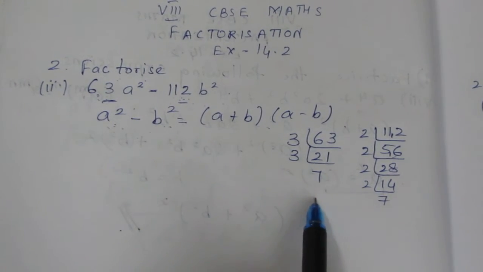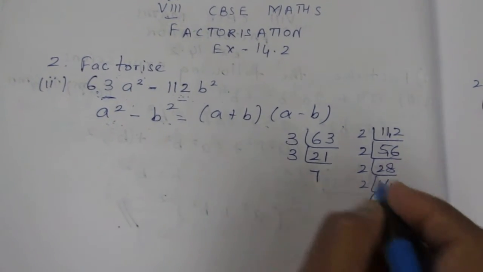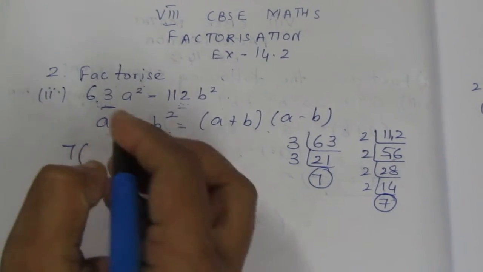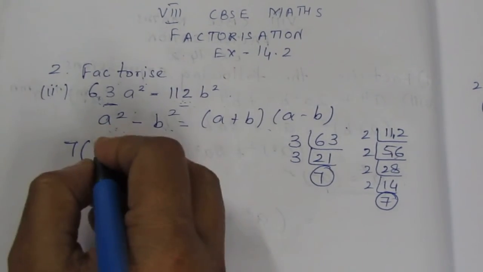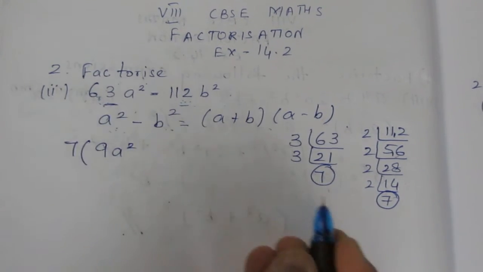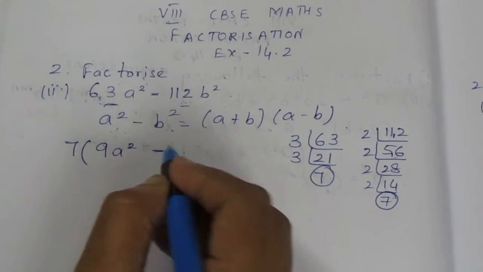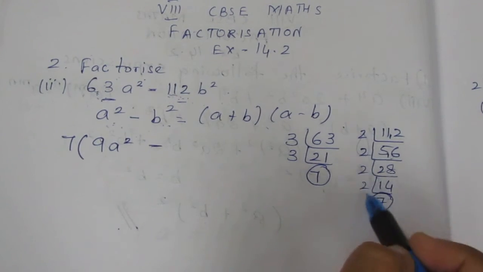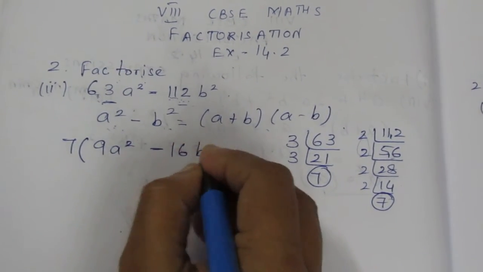Here, the common term in both values is 7. So taking 7 outside, here it becomes 7 9s are 63, so 9a square minus, and for 112, taking common outside, we have 2 2s are 4, 4 4s are 16, so 16b square inside.